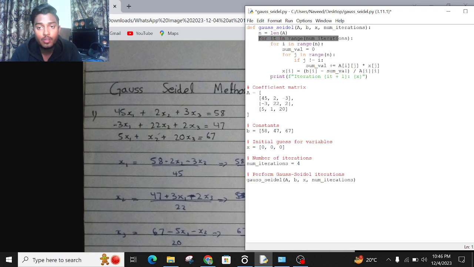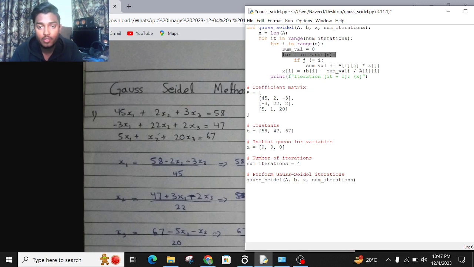And we have the first loop here, which we have named it, and it will run over the range of the number of iterations. Since we have 4 iterations, it will run till the range of 4. Then we have the second loop, i in range n, meaning the length of A, so it will run till the length of A. Then we have another variable, the sum of values, which is initially 0. Then we have our third loop, j, which will run over the range of n, and n equals the length of A, as you know.